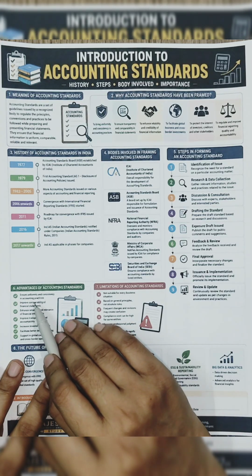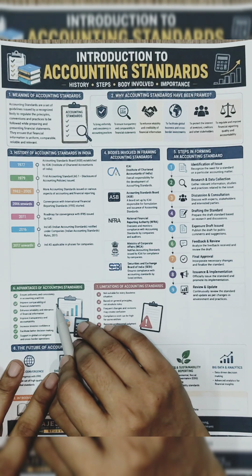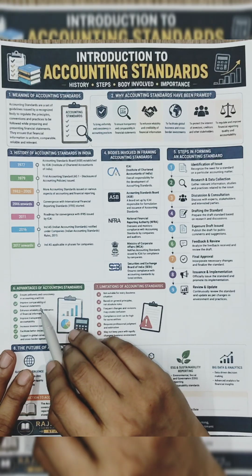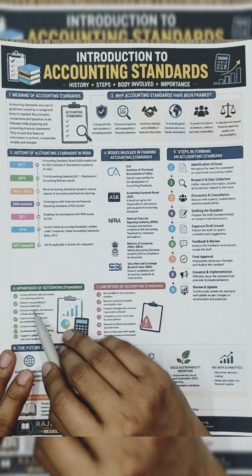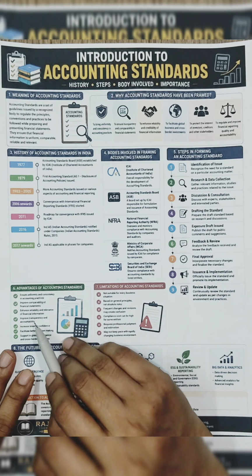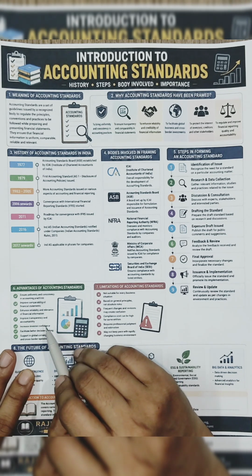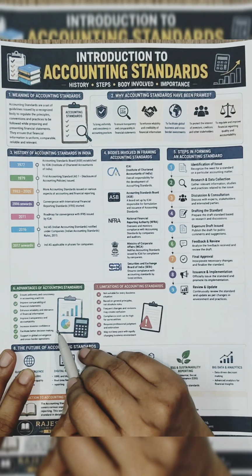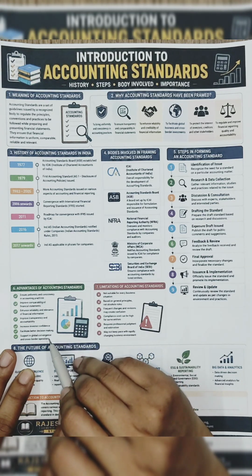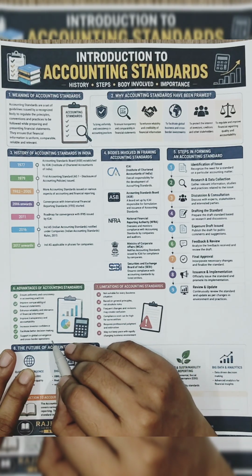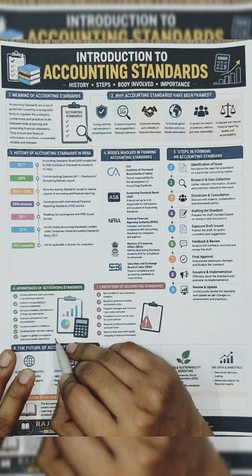What are the advantages of this accounting standard? We already know it ensures uniformity and consistency. The accounting standard gives consistency in accounting practices, helps to improve the comparability of financial statements, enhances the reliability and relevance of the financial information, improves transparency, and increases investors' confidence.